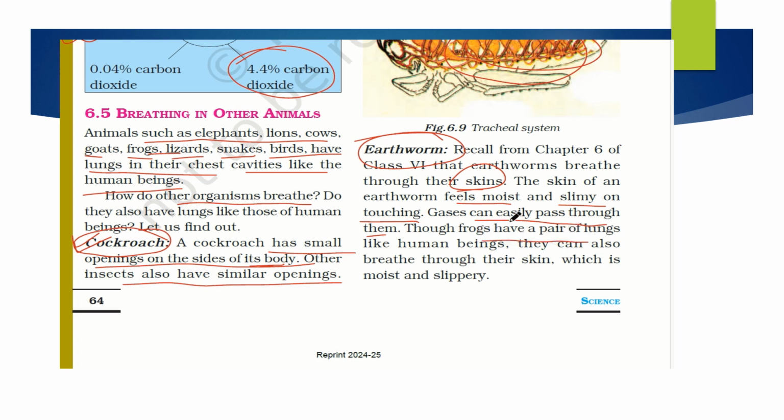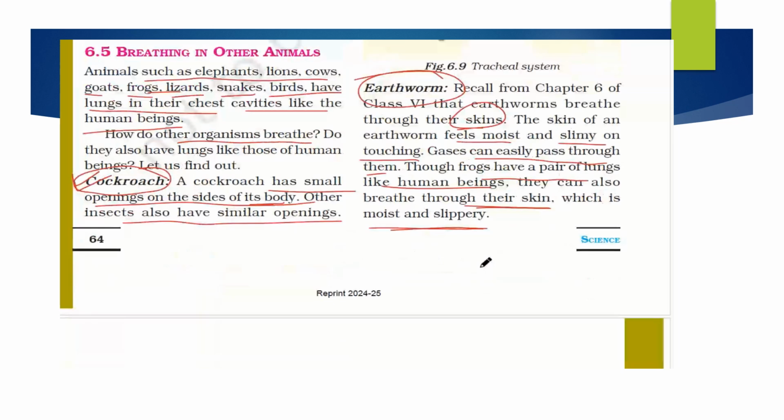Though frogs have lungs like humans, they can also breathe through their skin. But there is a very important point: when frogs are in their tadpole stage, before they develop into frogs, they have gills like fishes. When they are in water, they breathe with the help of their gills as tadpoles. When they are grown up, they have lungs, and when they are inside the water, they breathe through their skin. Dissolved oxygen is absorbed by the skin.